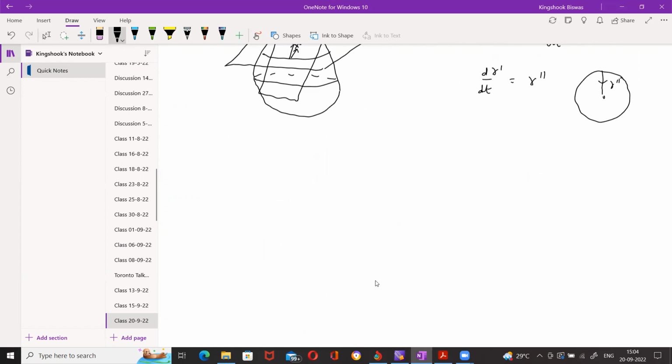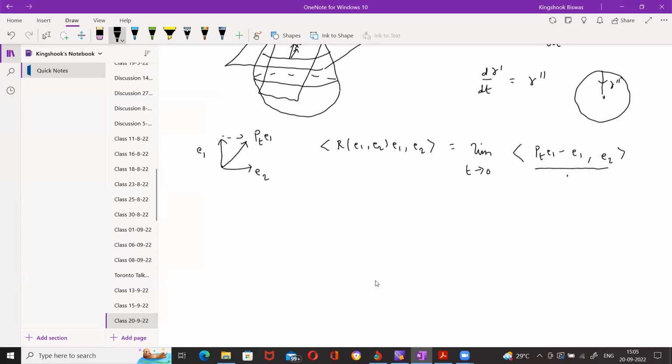So if this was E1, then we find that PT E1 looks like this after parallel transport. And this difference is what you take the inner product with E2. So this is the limit as t tends to 0 of the inner product of PT E1 minus E1 with E2, over t squared. This inner product is positive, so this limit will be positive. So for the sphere, K is positive.